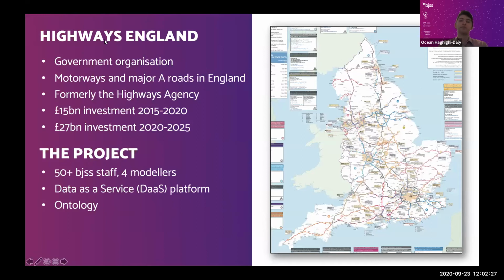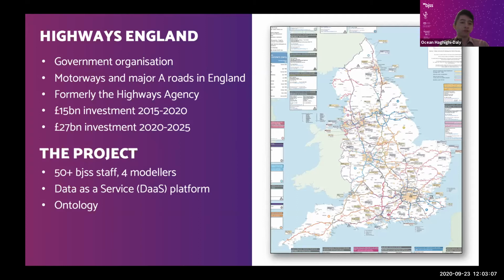for Highways England. Highways England are a government organisation. They manage and maintain all of the major A roads and motorways in England. So they don't deal with Scotland, Northern Ireland or Wales. They don't deal with the roads around your house, so don't blame them for any of your potholes. They actually only manage about 2% of the roads in England, but those 2% of roads carry 66% of the heavy goods traffic in the UK and 33% of all of the traffic in the UK. So they're a major backbone of the UK's transport infrastructure.